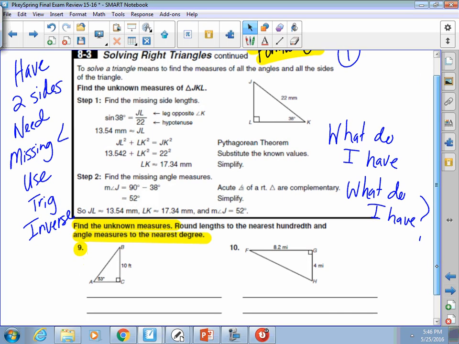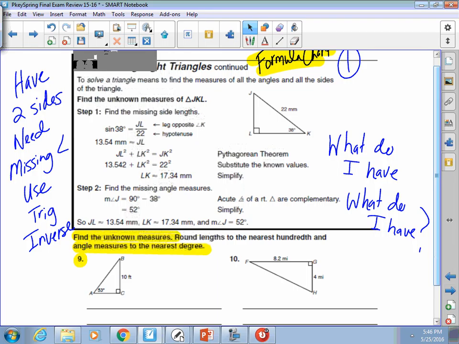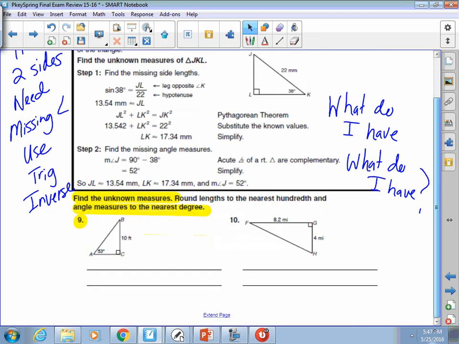Then we're going to go into, I'm going to give you a triangle. You're going to find a missing side. So you got to ask, what do I have? What do I need? Compare it to what do you have? What do you need? If you have two sides and you need a missing angle, this is when we're going to use our trig inverse. So our tests like on this page, I believe, are 9 and 12. So let's kind of walk through this together.